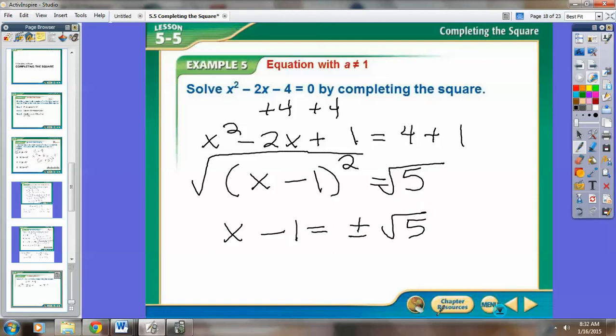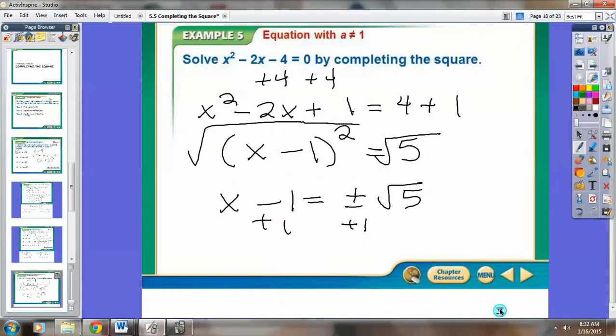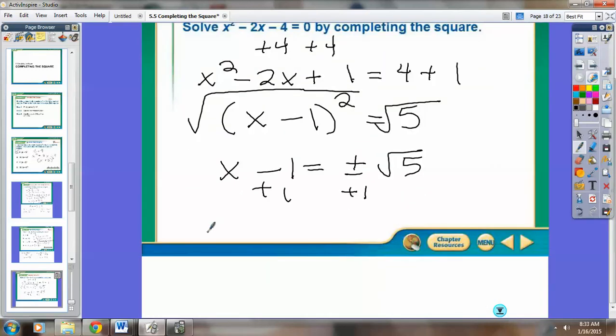Now, I picked this problem because 5 is not a perfect square. That happens. Sometimes I ask you to put your answer in decimal form. Sometimes I'll ask you to leave it in radical form, depending on what type of solution they're looking for. So we could have 1 plus or minus the square root of 5. Could you also change that to a decimal answer?